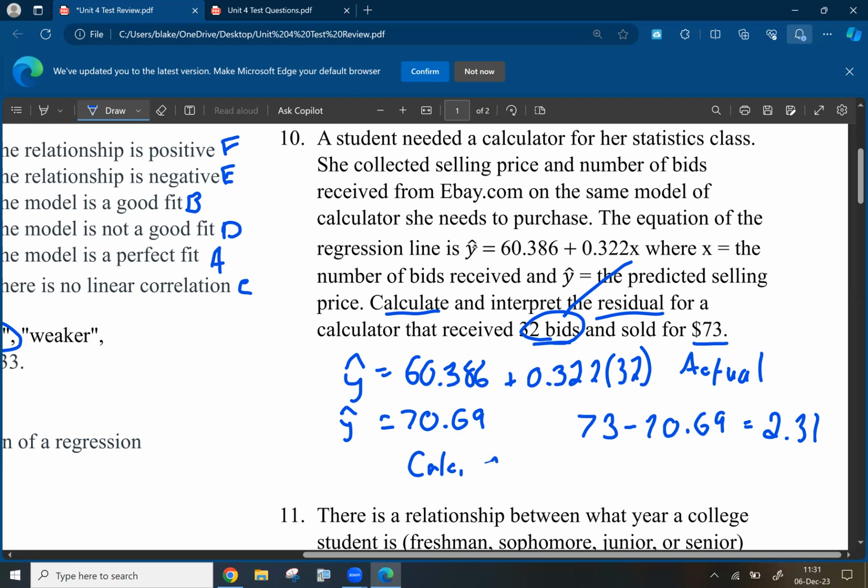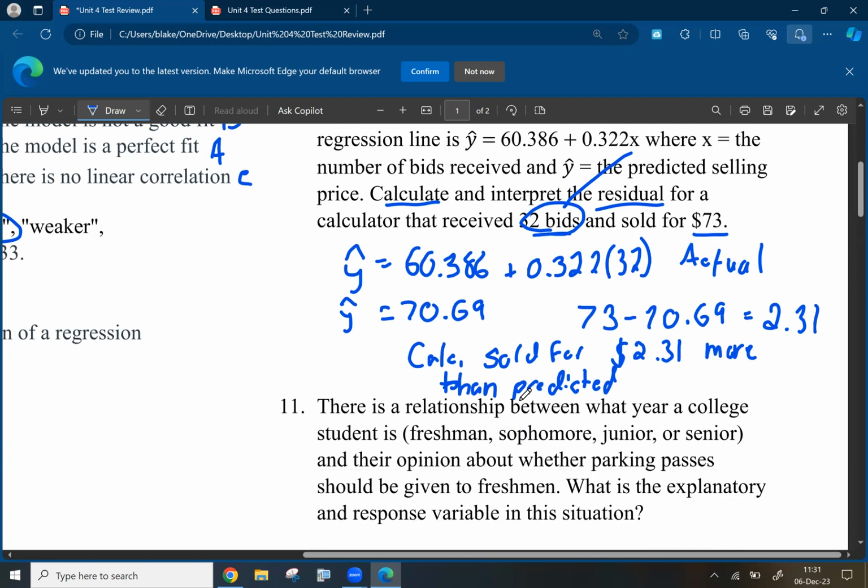Calculator sold for $2.31 more than predicted. All right. Big thing to remember is once you plug in the 32 and find the predicted amount, remember it's actual minus predicted, not the other way around. If you do it the other way around, you're going to have the wrong answer.